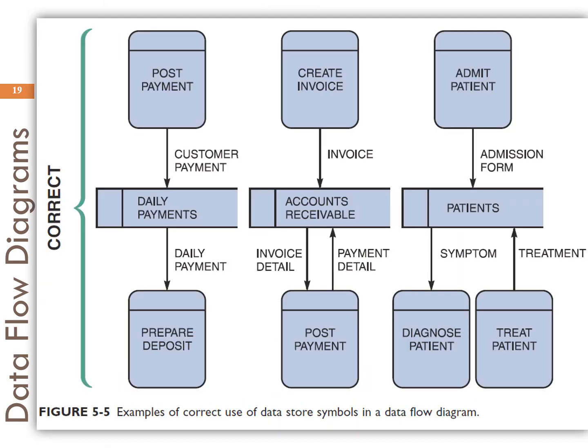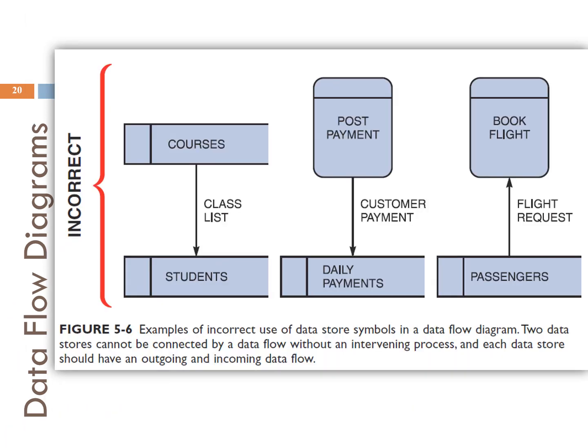Moving on. Here are examples of data stores and processes. This is correct. You can pause the video and look at each one of them. This is incorrect. The first one, because two data stores cannot be connected by a data flow without a process in the middle.